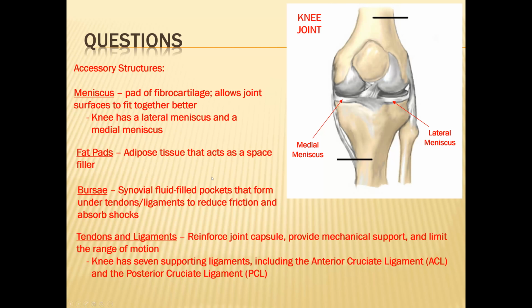And then we have tendons and ligaments. These serve to reinforce the joint capsule, they provide mechanical support, and they can limit the range of motion so that a joint is not overstressed. The knee, which we're looking at here, has 7 supporting ligaments, including the anterior cruciate ligament, or ACL, and the posterior cruciate ligament, or PCL. And in this image here, this is an anterior view of the knee. We can see the anterior cruciate ligament right here. You can see a little bit of the PCL behind it, but I didn't label it.